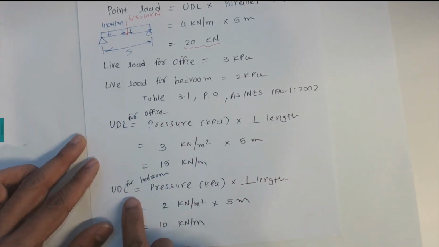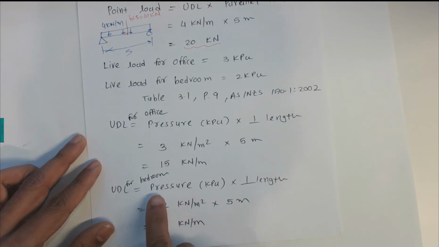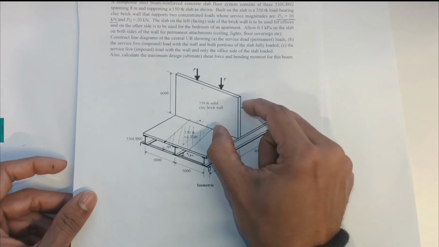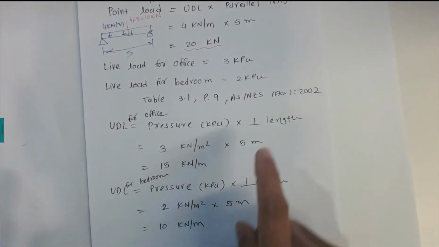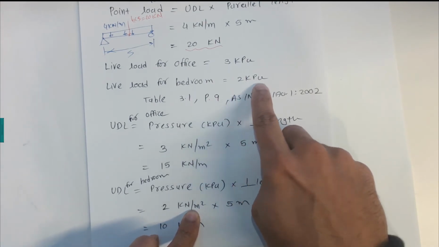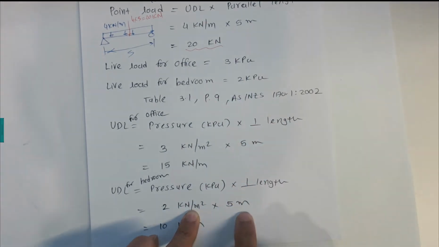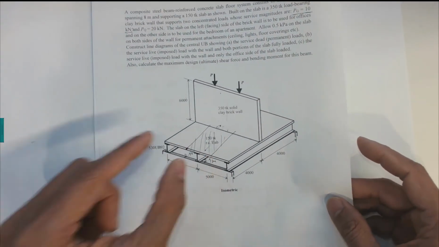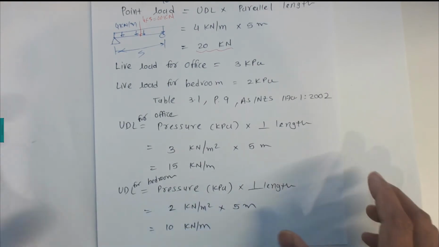And for the UDL for bedrooms, we have the same pressure times length. For bedrooms, we have 2 kilonewtons per meter square, taken from Table 3.1, times the perpendicular length. Again, this perpendicular length is this 5 meters, so that gives you 10 kilonewtons per meter.